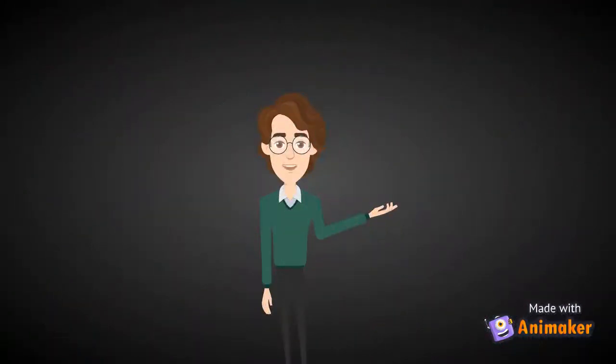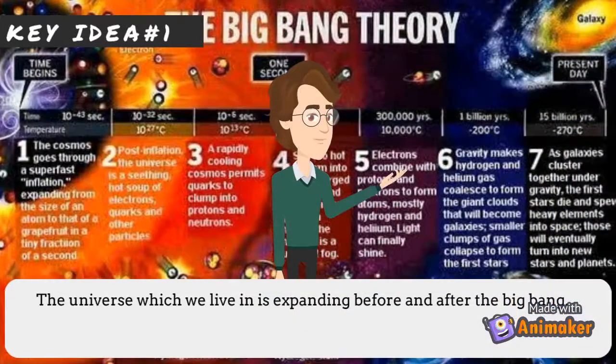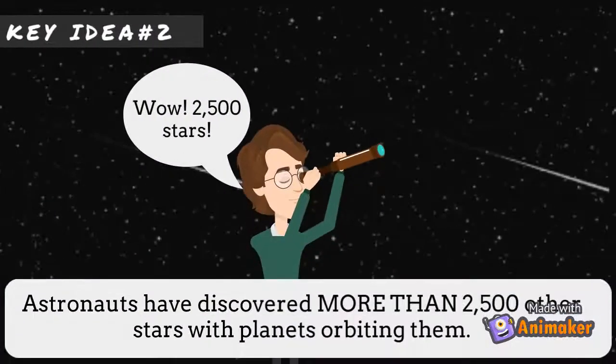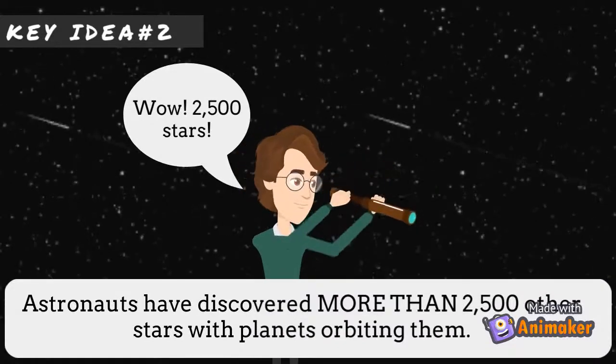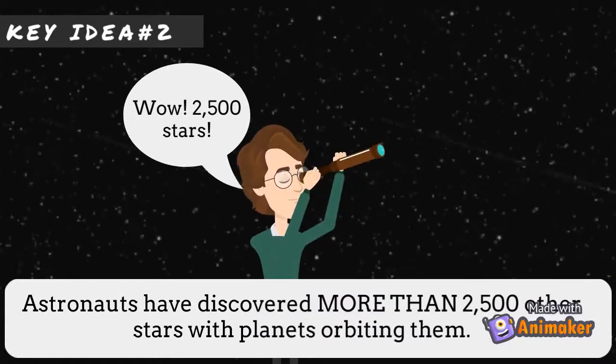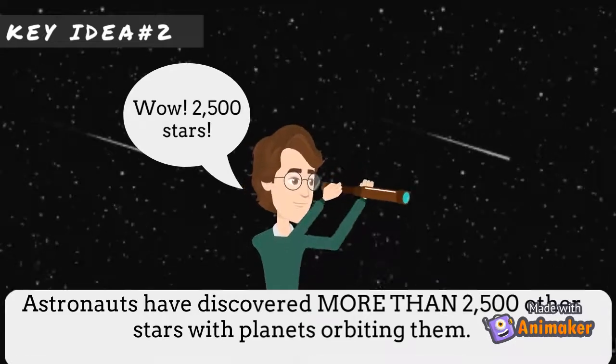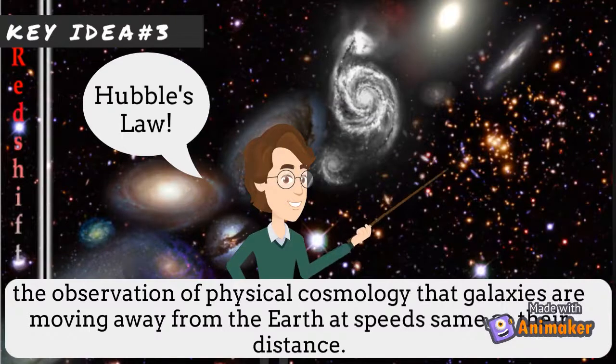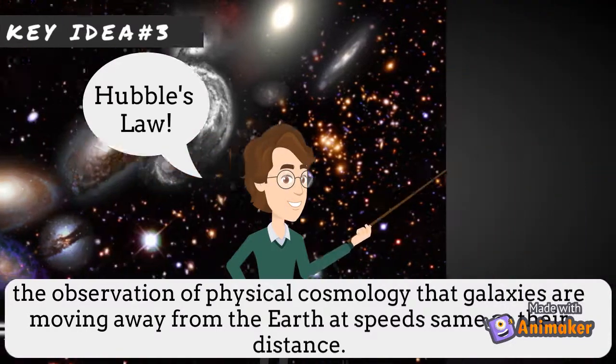Before we start, here's a quick view of what will be discussed in this video. Key idea number 1. The universe which we live in is expanding before and after the Big Bang. Key idea number 2. Astronomers have discovered more than 2,500 other stars with planets orbiting them. Key idea number 3. Hubble's law. The observation of physical cosmology that galaxies are moving away from the Earth at speeds proportional to their distance.